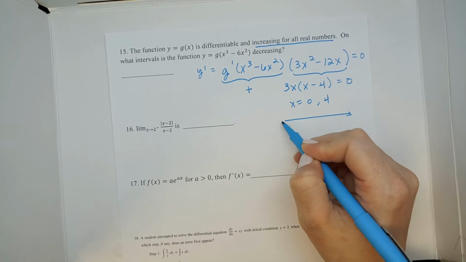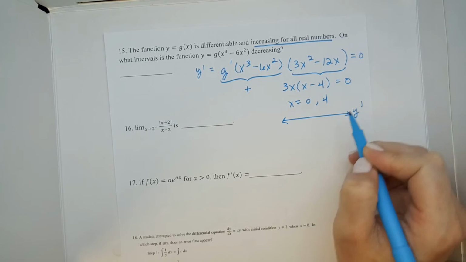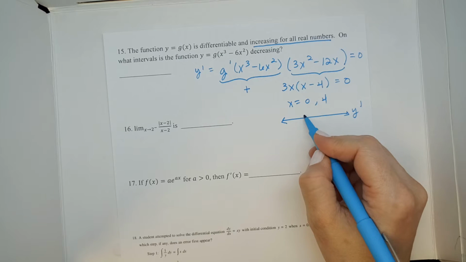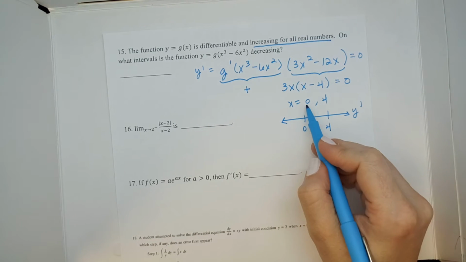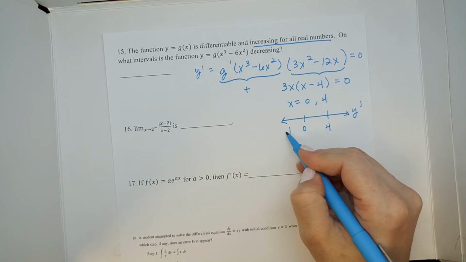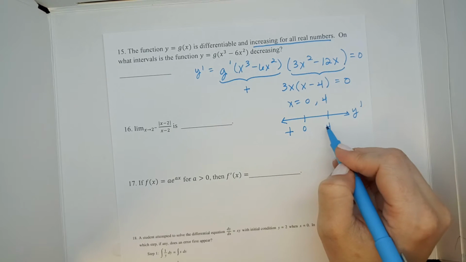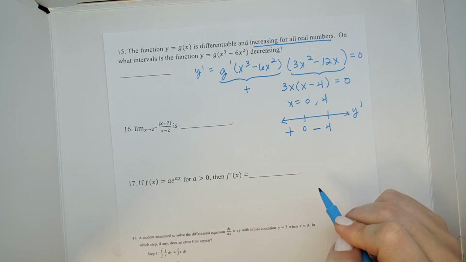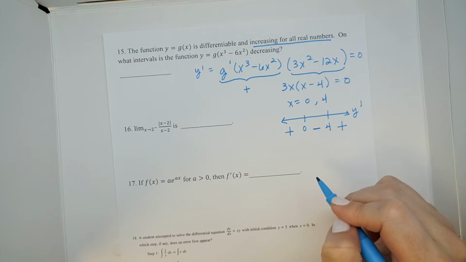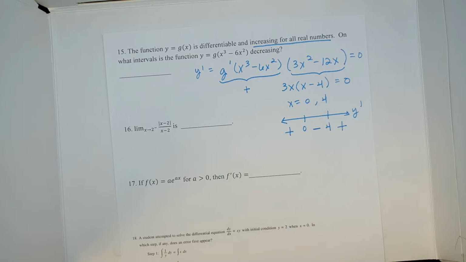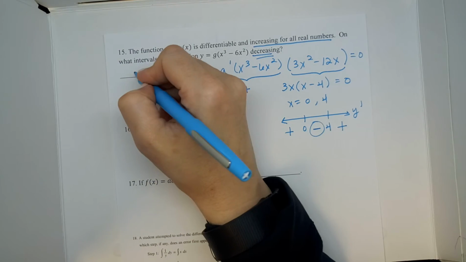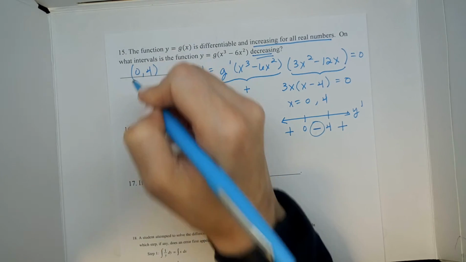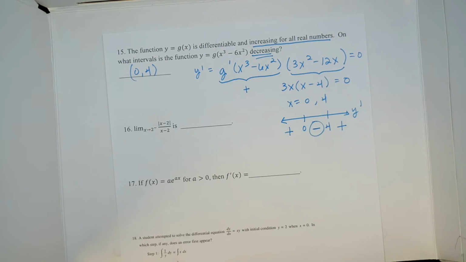And let's test it. So you plug it into y prime. We've got 0 here, 4 here. If I plug in something less than 0, I'm going to get a positive. Something between 0 and 4, I'm going to get a negative. Something greater than 4, I'm going to get a positive. So we're looking for decreasing, so 0 to 4, because a negative times a positive would be a negative.